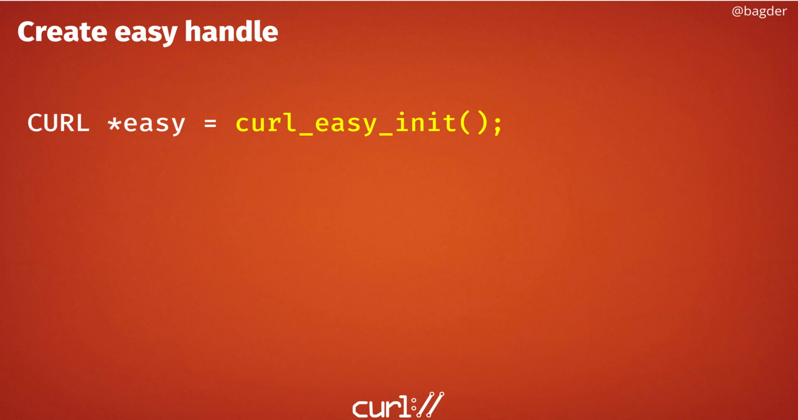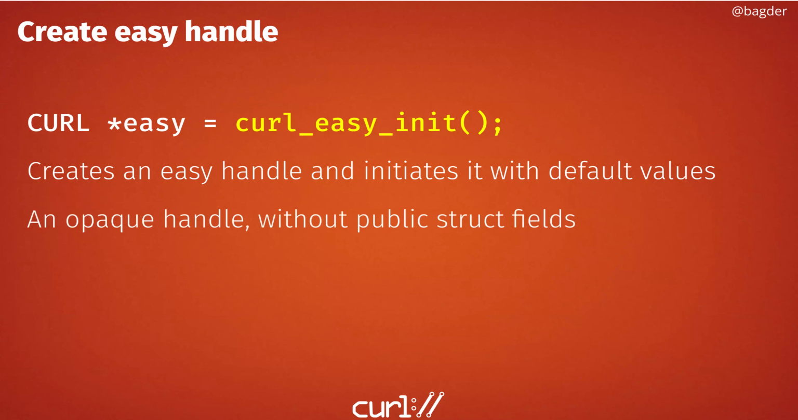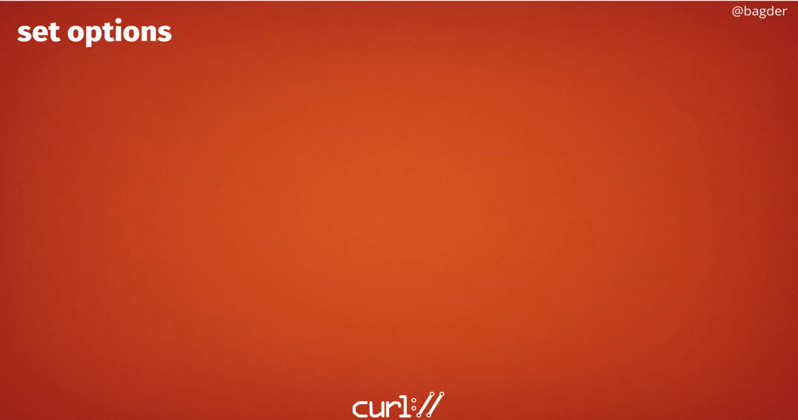Here we call easy init, and you get a handle to an object that is a transfer. Of course, when you just created it, that's not really a transfer yet because it hasn't started, but it's a potential transfer. And it gets initialized then with a lot of default values. You don't know what default values, it's just in there. And similar to fopen I mentioned already, you kill it again with curl_easy_cleanup when you're done with it. So every init has a cleanup somewhere to get rid of it again.